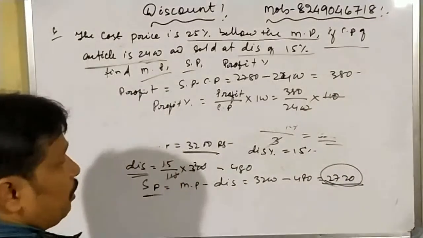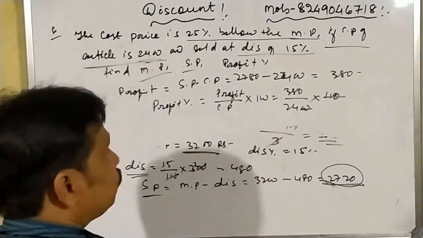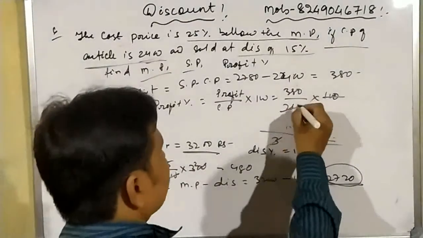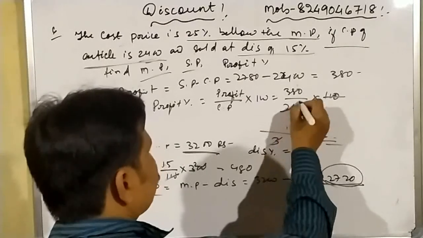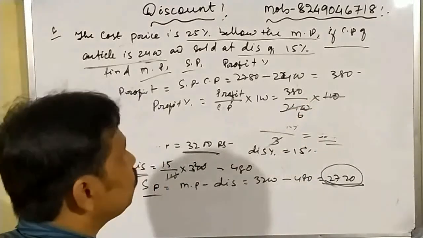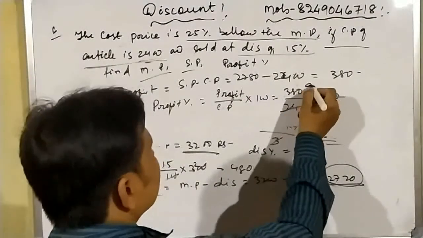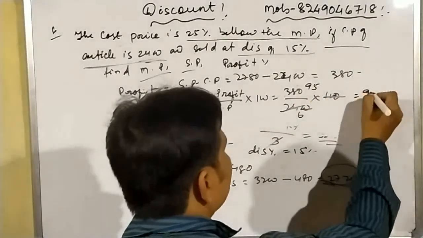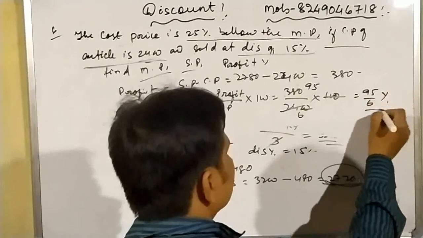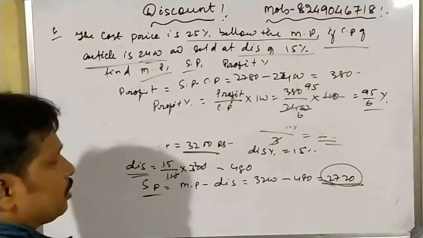Okay, student. So by using this, 380 by 2400, you can cancel by 4. 4 6s are 24 and 4 9s are 36. So the result is 95 by 6%. Okay, this is the profit percentage.